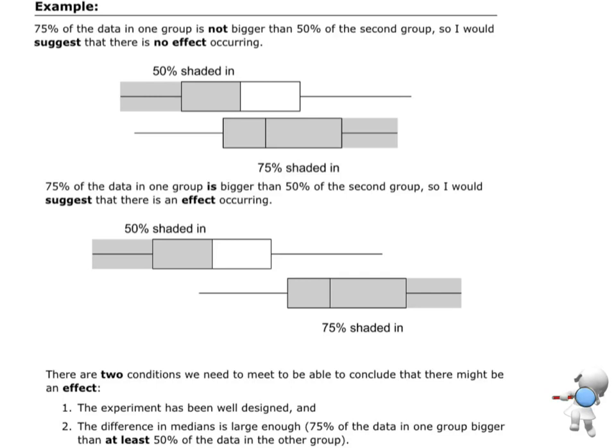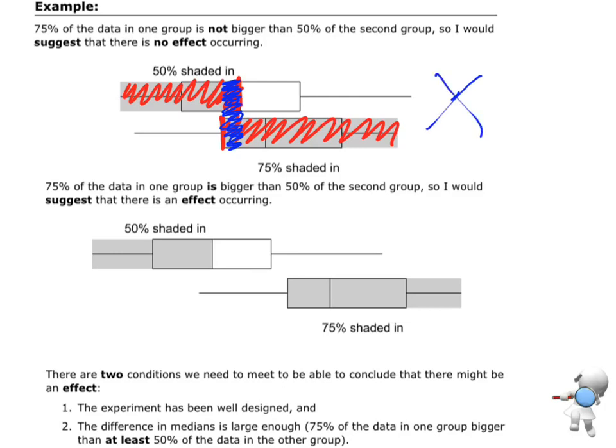So in this particular one, we've shaded in grey 50%. So there's my median, and I've shaded in 50% below it. Then for my other group, I've taken the lower quartile and shaded in 75% above it. And I can notice there that there's a space where they overlap. Okay, so there's a space where they both cover that same area. So that means I cannot say that there is any effect.